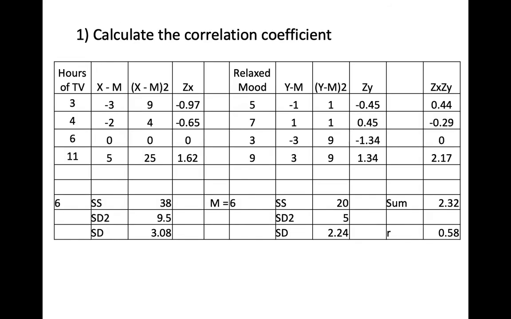So the first thing was to calculate the correlation coefficient. And so recall that to calculate the correlation coefficient, we have to find the sum of the cross products and then divide that by the number of pairs of scores. So the first step, what you had to do was just take hours of TV, convert to a z-score, and do the same thing for relaxed mood. Okay, convert relaxed mood to a z-score.